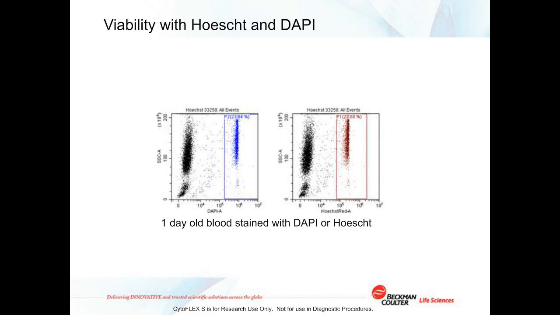In this slide, we are looking at cell viability using Hoechst and DAPI. DAPI can be excited by the violet or the near UV laser, and you can see the results are comparable with Hoechst, which is excited by the near UV laser. So again, you can use the near UV laser with 80 milliwatt power on the CytoFLEX S instead of using a much more expensive and heat-generating ultraviolet laser.